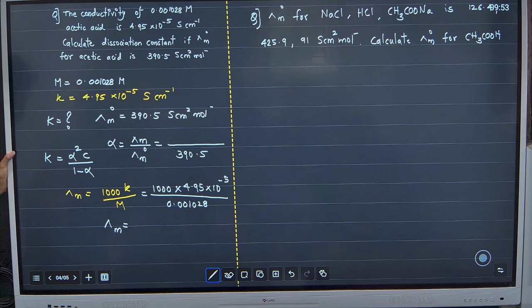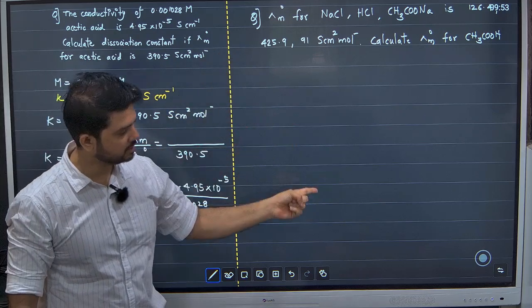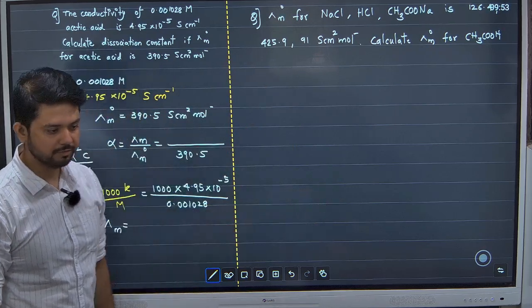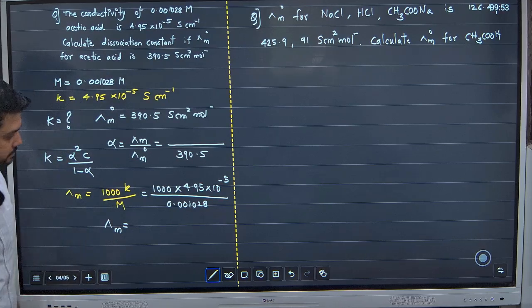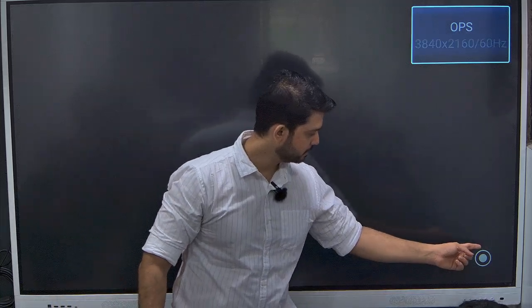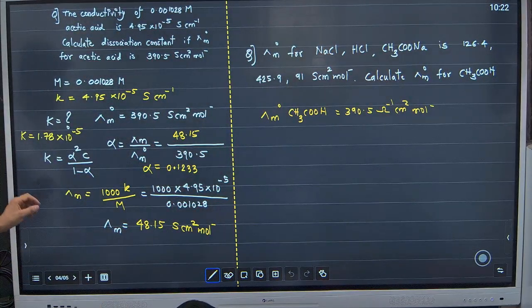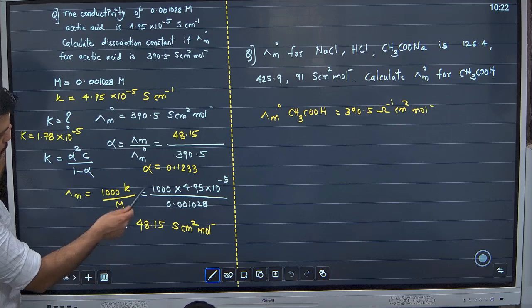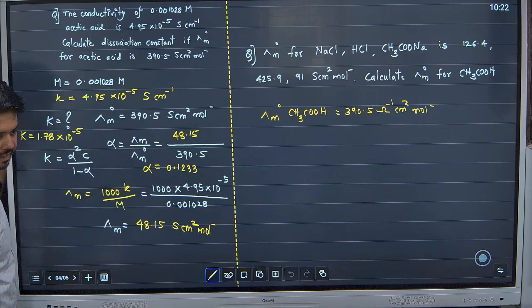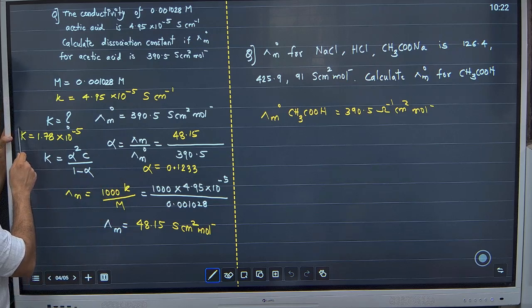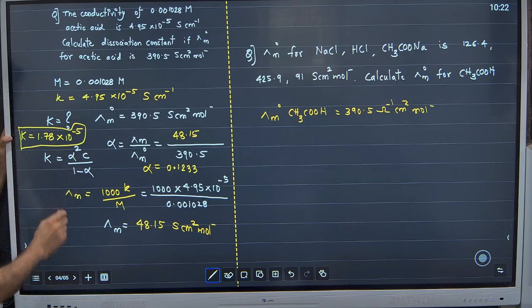Can you people solve this for me? Solve this and quickly give me the final answer. Come on, quickly. Okay, people, compare your answers. The value of lambda m should be 48.15. Then from lambda m you should get alpha. Alpha should be 0.1233, and from that you should get K. The answer for K should be 1.78 into 10 raised to minus 5. Did everyone get this? Excellent, very nice.